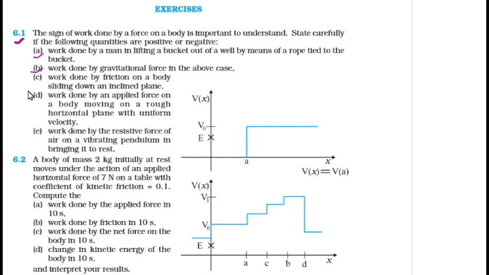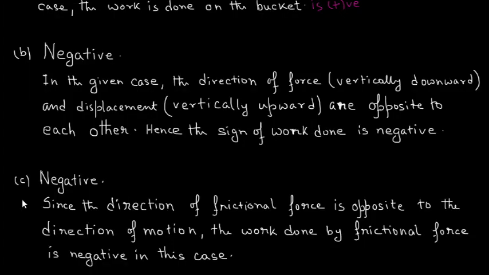Now, the next one, C. Work done by friction on a body sliding down an inclined plane. So, the answer to this is negative. Since the direction of frictional force is opposite to the direction of the motion, the work done by frictional force is negative in this case.